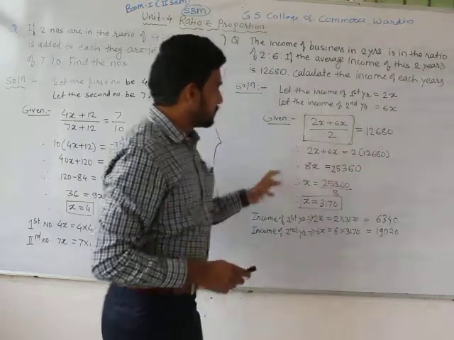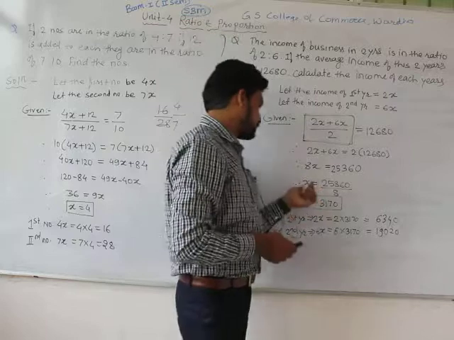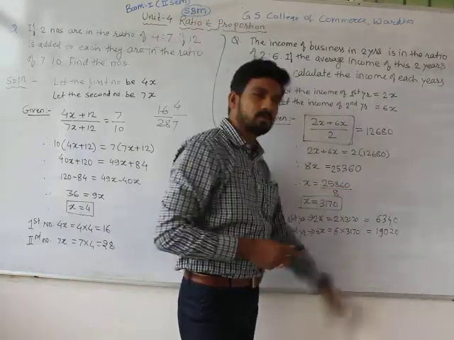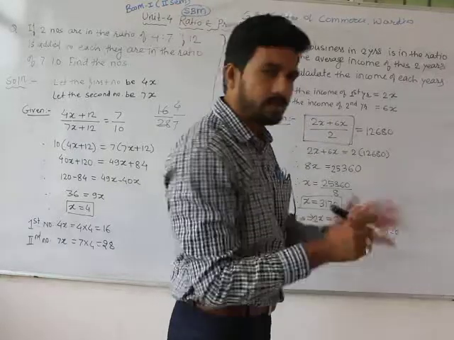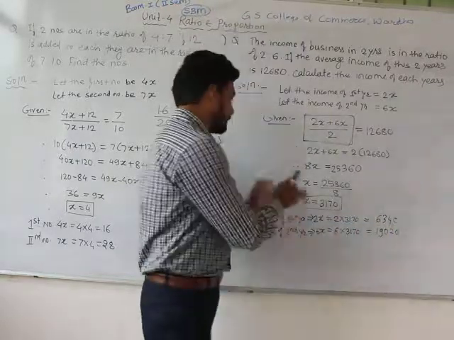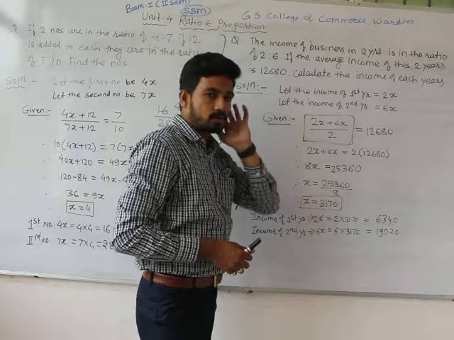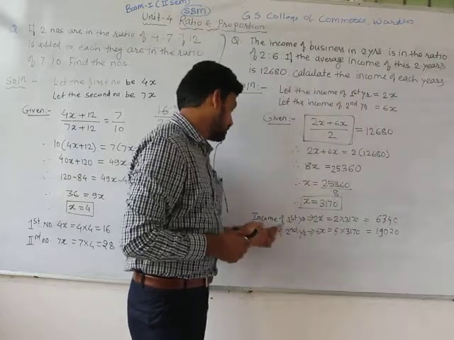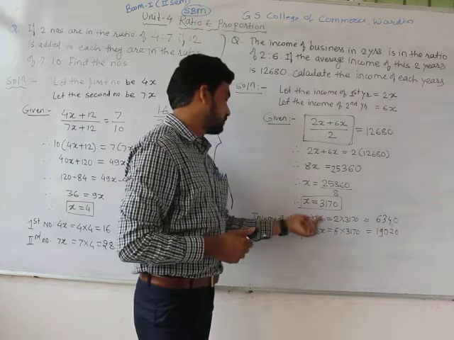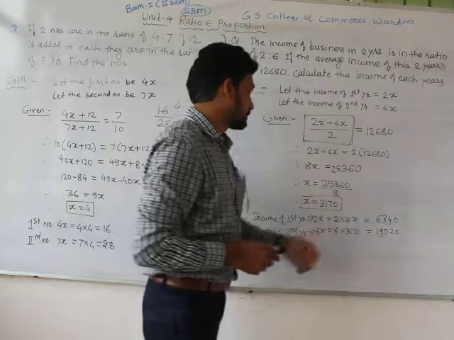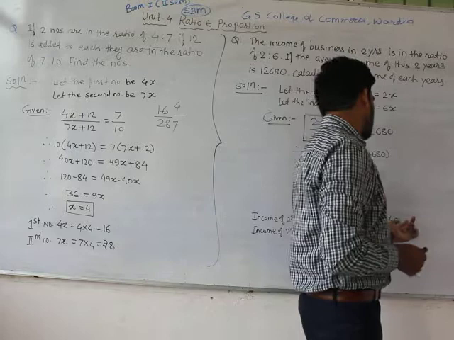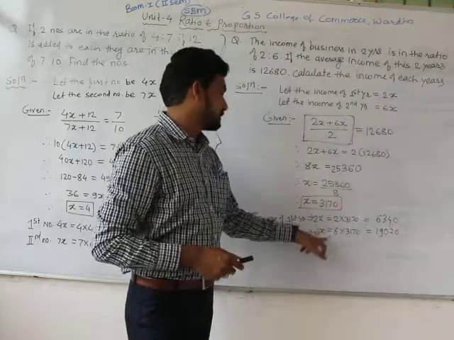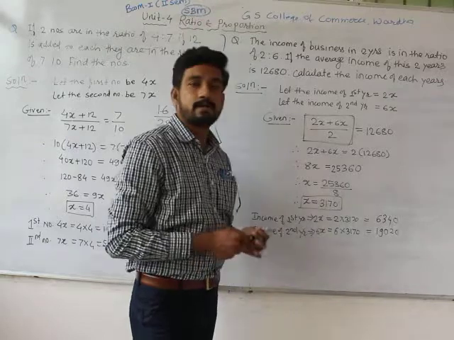So 2x plus 6x is 8x, which equals 2 multiplied by 12,680, which is 25,360. Now we have to find x. So x equals 25,360 divided by 8. So x equals 3,170. That is the answer that we need. So after putting that value in the original expressions, 2x and 6x: the income of the first year, 2x, equals 2 multiplied by 3,170, which is 6,340. And the income of the second year, 6 multiplied by 3,170, will be 19,020.